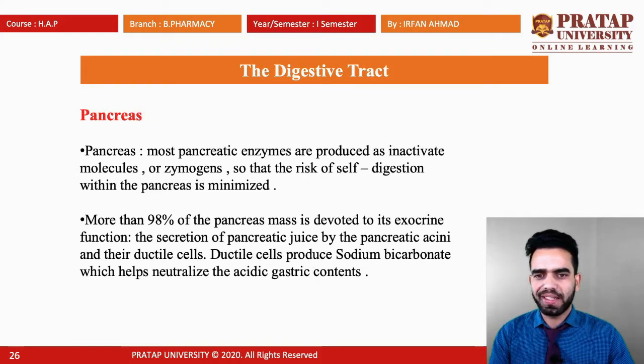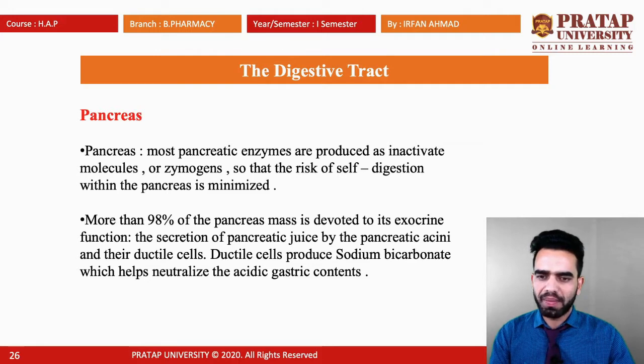Most pancreatic enzymes are produced as inactive molecules, which we call zymogens, so that the risk of self digestion within the pancreas is minimized. This means the pancreas contains enzymes which are inactivated, called zymogens. And why are these inactivated? Because the problem of self digestion of the pancreas will be minimized.